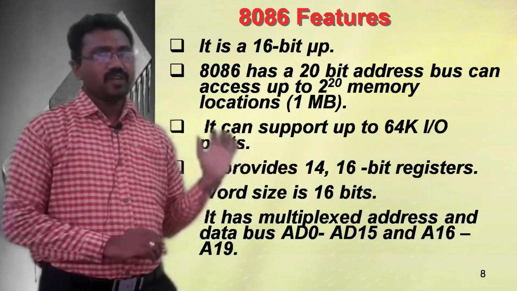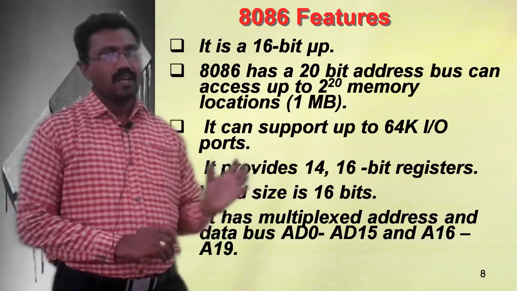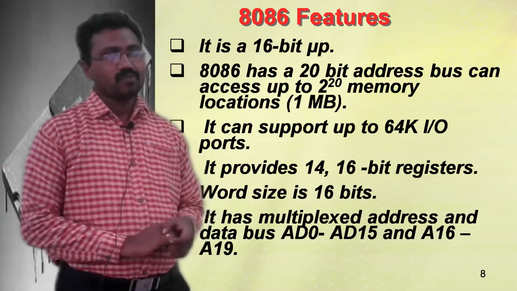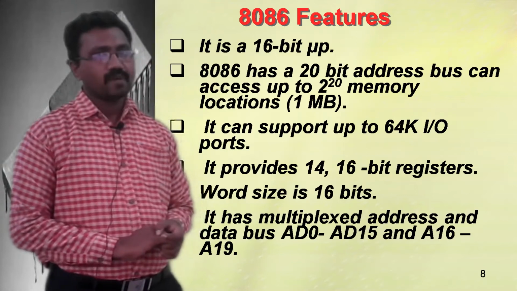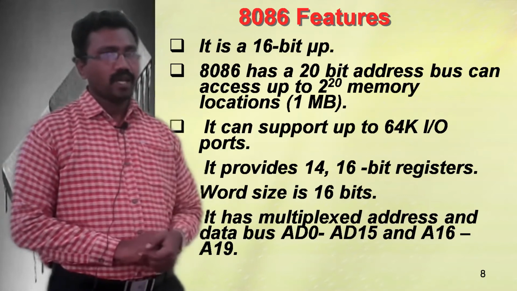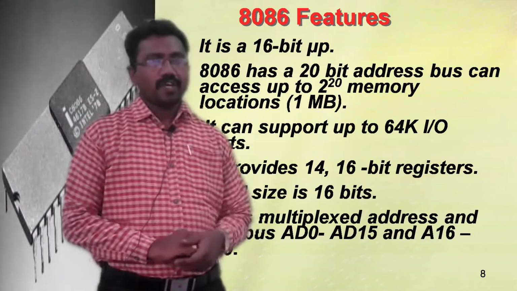Okay, 8086 has 20 address lines. Then what about the number of addressable locations? 2 to the power of 20 is equal to 1 MB. So in total, 1 MB locations.